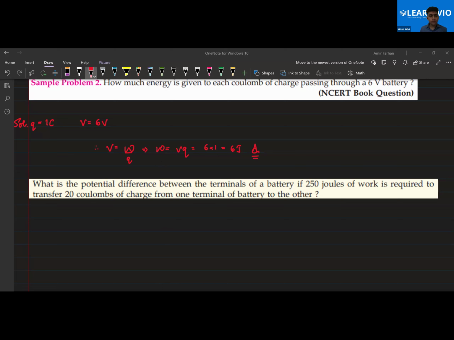After this class, there will be an assessment. Okay, everyone? Potential difference assessment. So please do check out the assessment.